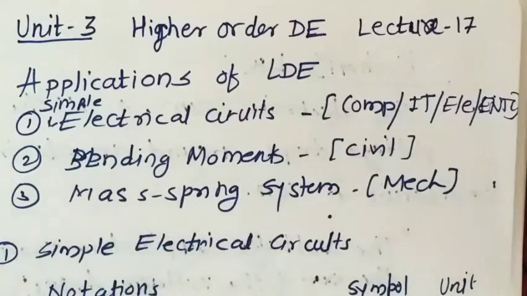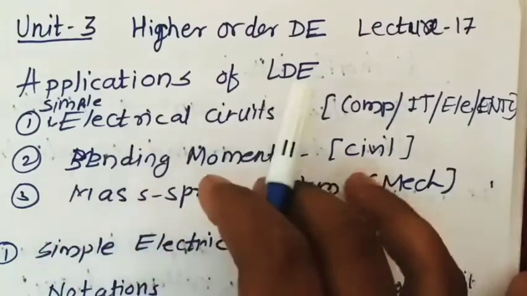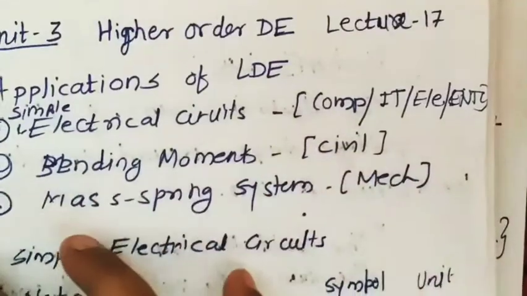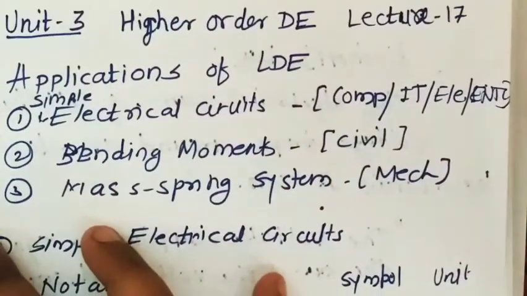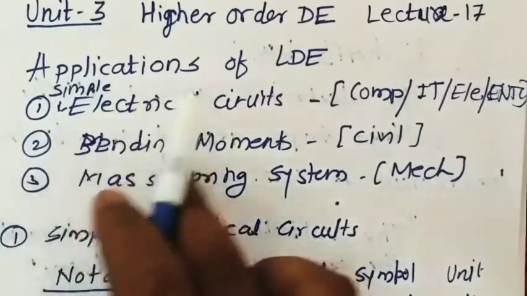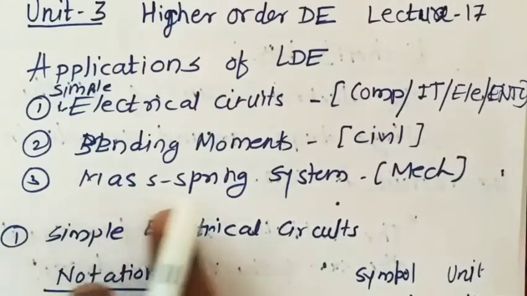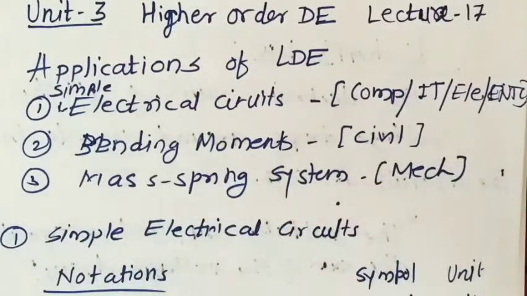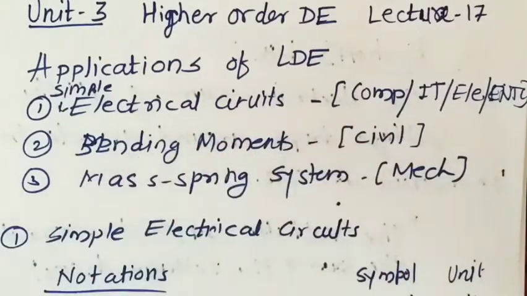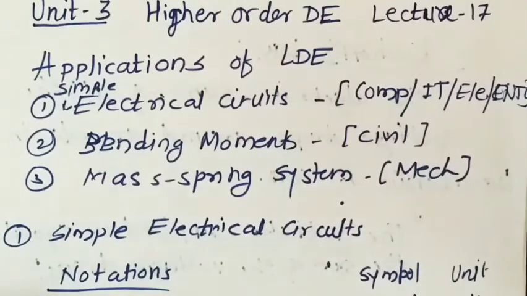The first application that we have included in the syllabus is the simple electrical circuit. This application is for the branches computer, IT, electrical and ENTC. The second application, bending moments, is for the branch civil. The mass spring system application is for the branch mechanical. So branch-wise we have framed the applications for different branches. Every branch will have only one application.